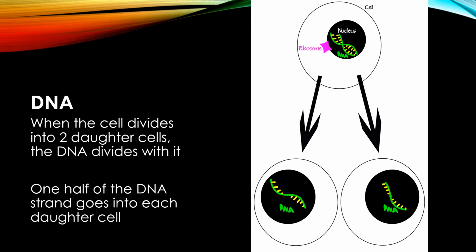Then the cell divides when it's forming new cells. The cell will divide into two daughter cells. So here's the original cell right up here with the DNA in the nucleus and the ribosome and all that. And the cell breaks into two. And when the cell breaks into two, that double strand of DNA also breaks into two. And one half of the DNA strand goes into one cell, and the other half of the DNA strand goes into the other cell.